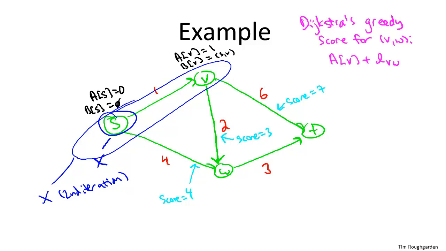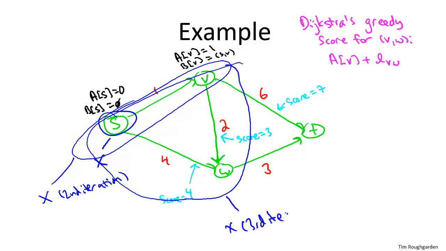Since the edge V,W has the smallest score, that's the one that guides how we supplement X and how we compute the shortest path distance and the shortest path for the newly acquired vertex W. The changes are, first of all, we enlarge X. So X is now everything but T. And then how do we compute things for W? Well, our entry in the A array is just going to be Dijkstra's greedy score from the previous iteration. That was 1 plus 2, so that's going to be equal to 3.